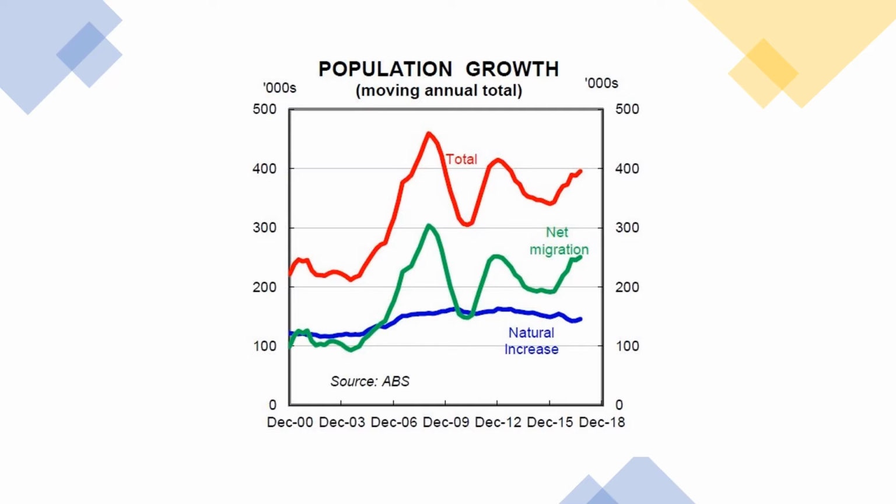Right, so here's an interesting graph from the Australian Bureau of Statistics. This is showing the increase in population. Now, have a look at the blue line first, natural increase. So how many babies are being born in Australia? Not many, yeah? If it wasn't for migration, Australia's population would in fact be going down.